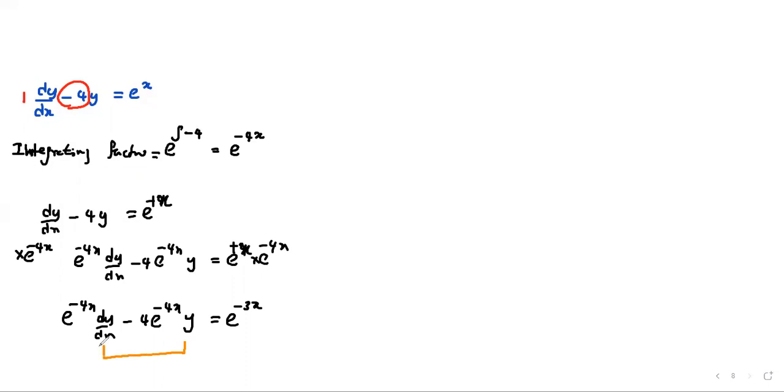Now check whether this condition is satisfied. Differentiation of y is here, not a problem about y. The differentiation of e to the power minus 4x is how much? That turns up to minus 4 e to the power minus 4x. Therefore, you can write this as the total differentiation of y e to the power minus 4x. That is the format we want to make, which is why we multiply with this integrating factor. It equals e to the power minus 3x.